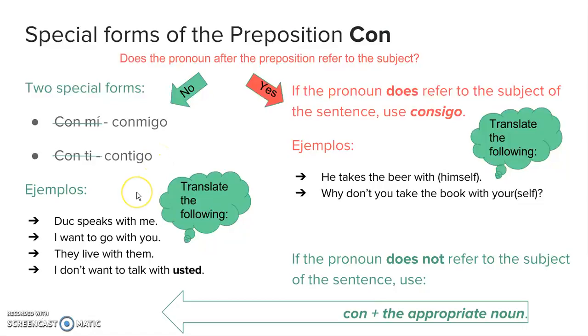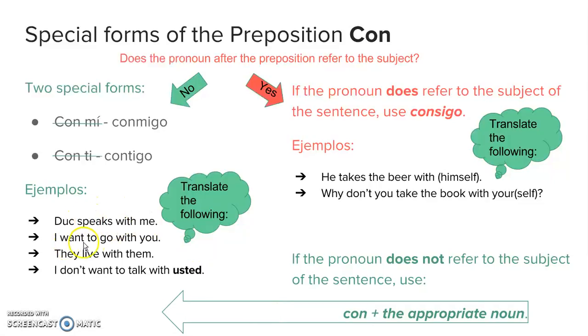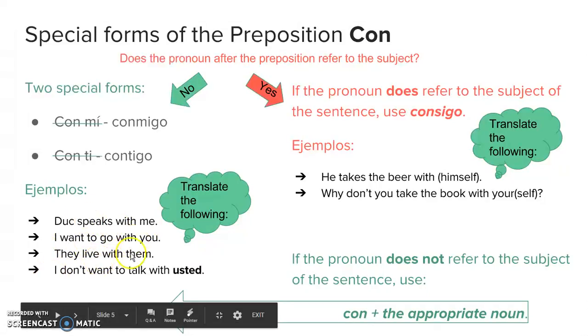So go ahead and look at these examples and make sure you use the correct version of con with the appropriate noun. Okay? So we have Duke speaks with me. I want to go with you. They live with them. I don't want to talk with usted. Now I'm giving you the specific usted there.